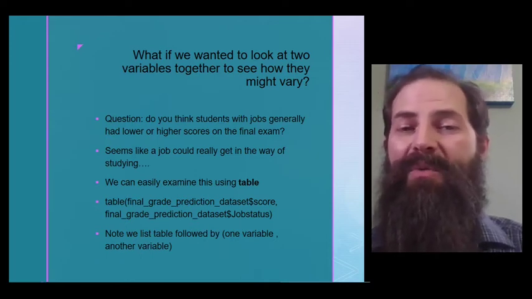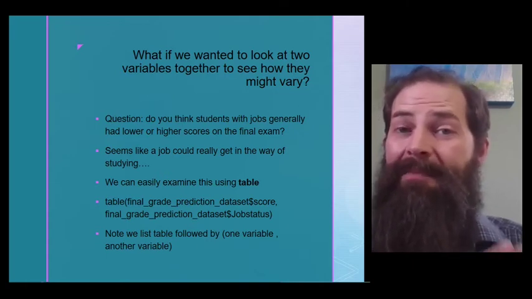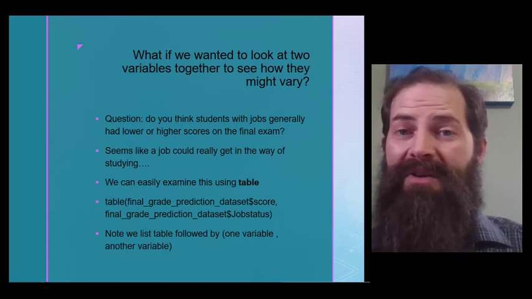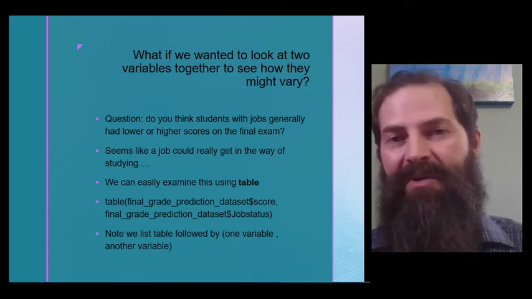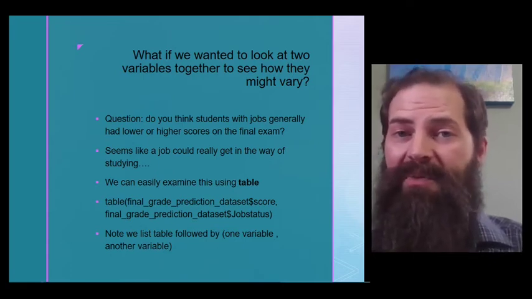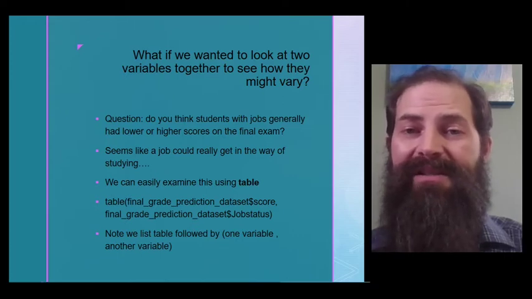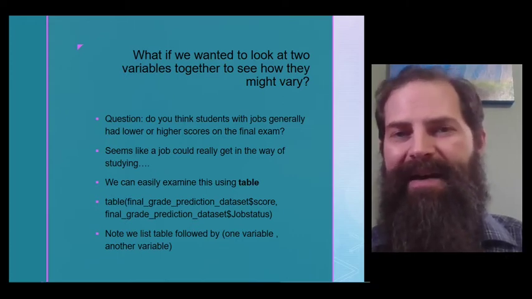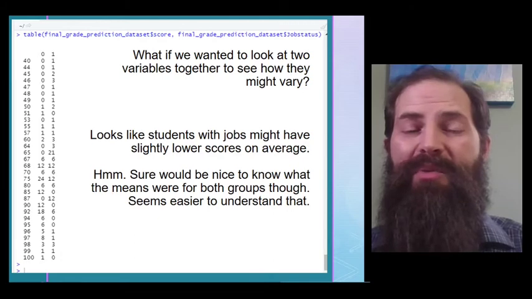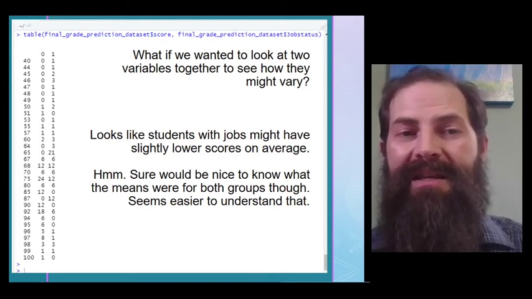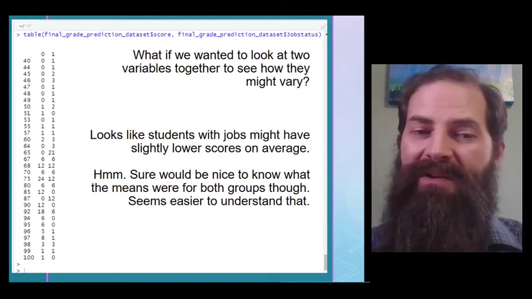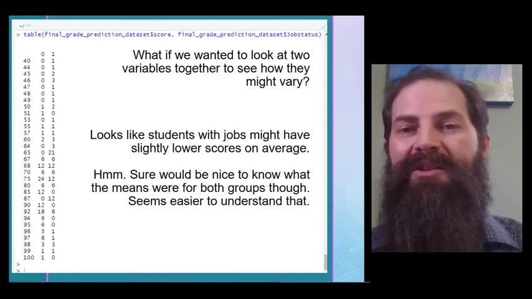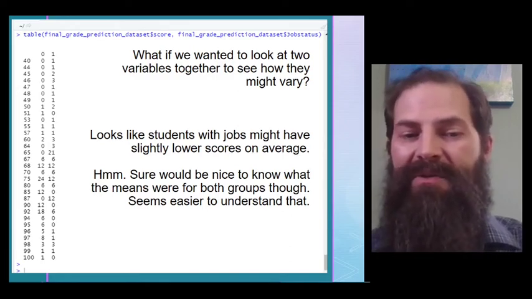So now what we're doing is we're putting these in a list, and we're telling it, give us a table and put these two things together. We basically have the command table, then one variable, comma, another variable. You can list multiple variables this way, so we can see the relationship between them. Let's do that now. If we get the output for that, we can now see people who are in the 0 category, how they scored overall, and the people in the 1 category, how they scored overall.